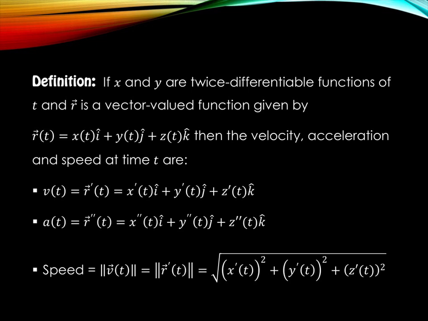So if x and y are twice differentiable functions, that just means you can take the derivative twice, of t, and r is a vector-valued function given by r of t is x of t i, y of t j, z of t k, then velocity, acceleration, and speed at a time t are given by the following. So the first one, velocity, is just the derivative. Okay, we did that last time, finding the derivatives. No difference. Acceleration is the second derivative, so you find the derivative twice. And then speed is the magnitude of velocity.